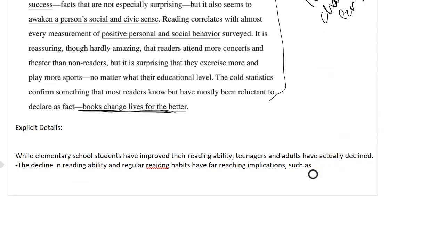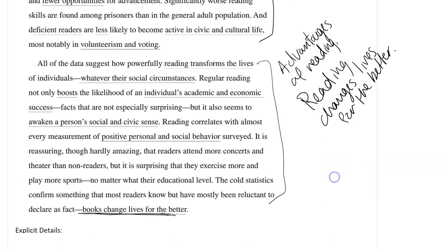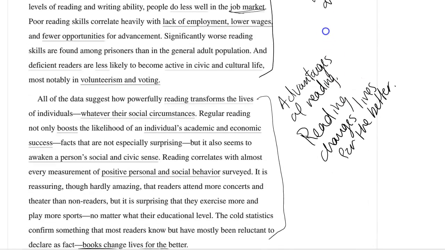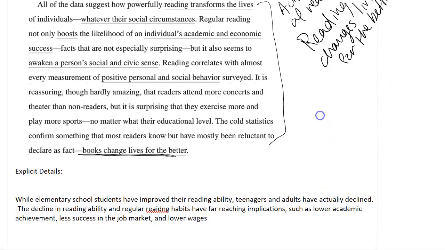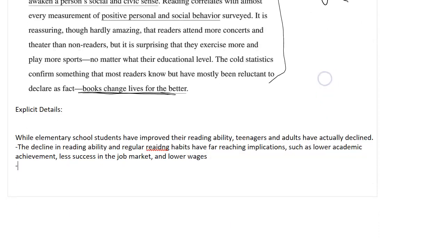And so let's go ahead and collect those ideas. So, such as lower academic achievement, less success in the job market, and overall lower wages. The author then transitions from kind of how it has impacted society negatively when we have poor readers and writers, but it also transitions to the advantages of reading. So we want to collect what are some of those advantages of reading.